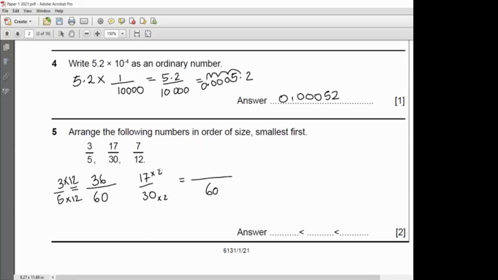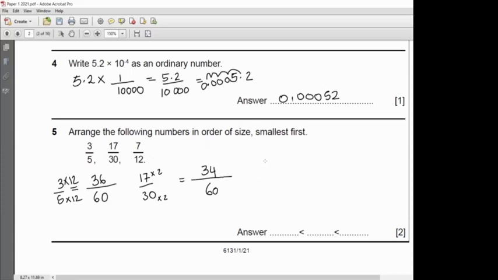17, you need to multiply by 2. So 30 times 2 is 60. 17 times 2 is 34. So my second fraction is 34 over 60. And already you can see that this fraction, 3 over 5, is greater than 17 over 30.